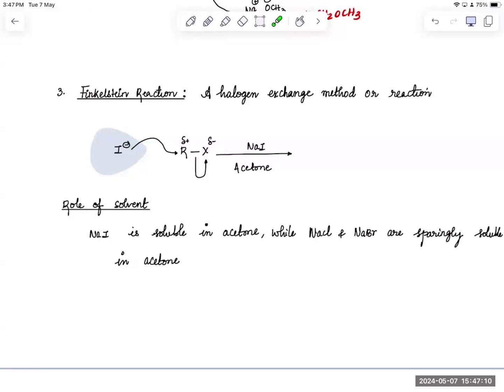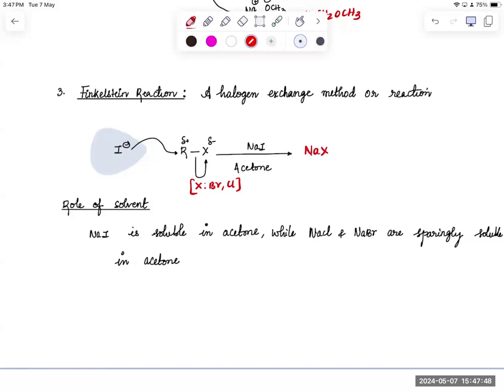For example, if I treat this with I minus, I minus is trying to replace this X, and X here could be bromine or chlorine. What we do, check this out. We take alkyl halide, add it to acetone first. And once you add that acetone, then you add NaI. The I minus present in it will attack the alkyl halide and remove that X.